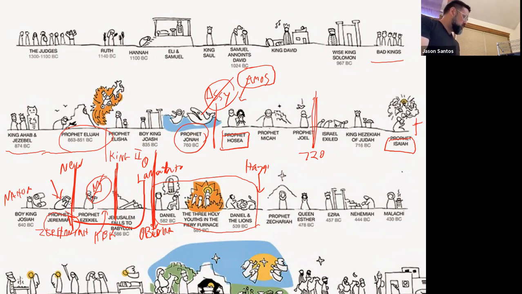His message was sort of after the building of the second temple. So during this period was the 70 years of exile. And then you have Haggai, who comes back right after King Cyrus sends them back. And that's around 520, if you're just tracking.